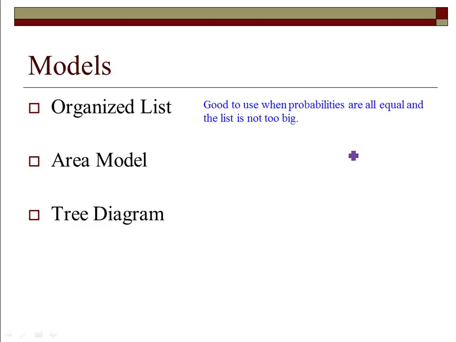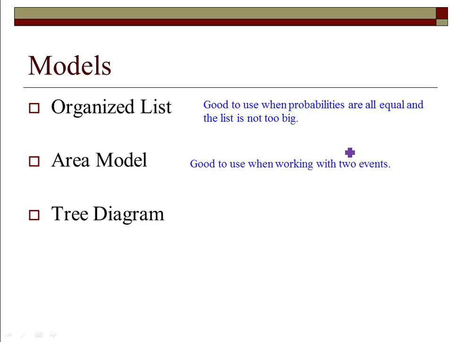Now, an organized list is really good when the probabilities are all equal and the list is not too big. If you have equal probabilities of things occurring, an organized list is really nice, because sometimes people make the mistake of trying to make an organized list when the probabilities are not all equal, and that tends to make causal errors. So that's where you have to be careful.